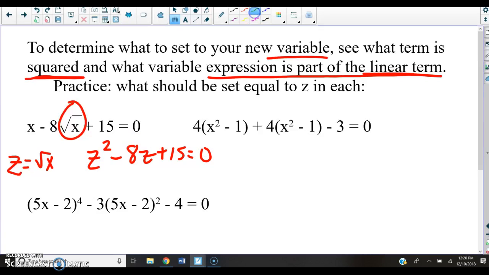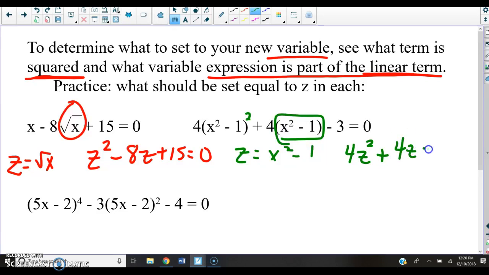All right, this next one I have a typo. I forgot to square that. But now because this is my linear term, I'm going to have my z or my u or whatever letter you decide. I'm going to have that become my z. So this equation would become 4z squared plus 4z minus 3 equals 0. Okay, now that has to be factored.